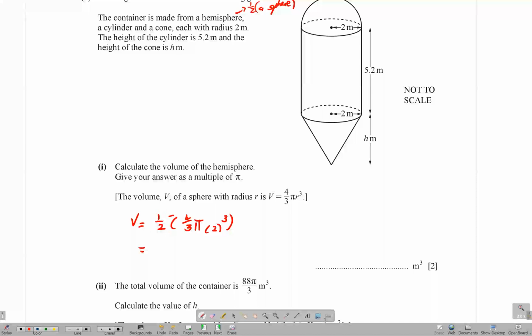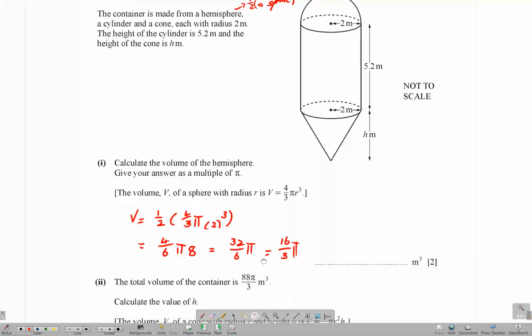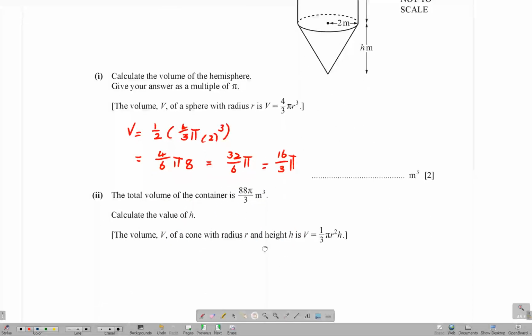If we multiply half by this fraction, we will have 4/6 pi, and then 2 cubed is just 8. So what is 4 times 8? We can simplify there. 4 times 8 is 32. And we have 32 divided by 6 pi. We can simplify this. We can just divide by 2 so that this will be over 3. So this is 16/3 pi. And that is my final answer. I'm happy with that. Let's move on to the next question.